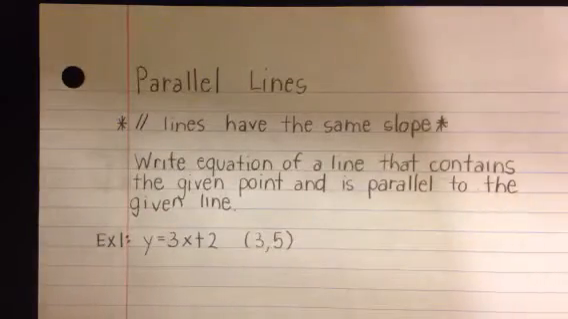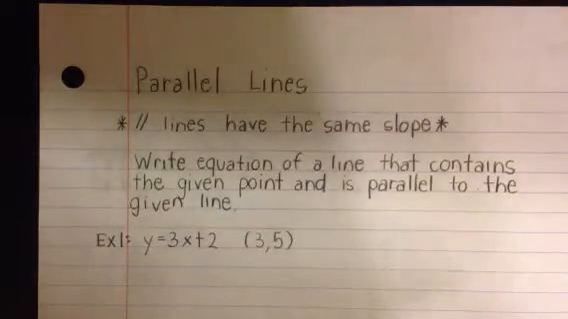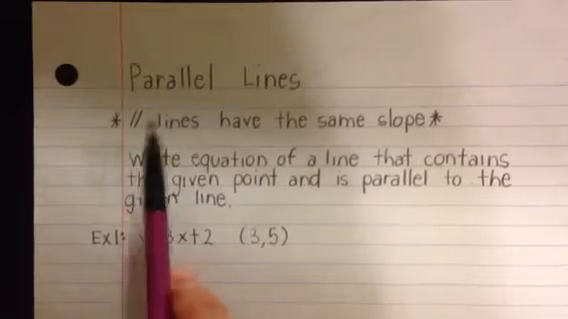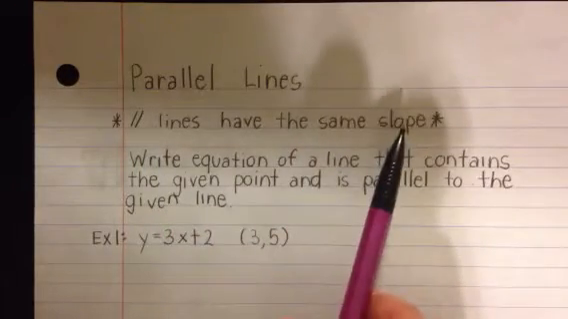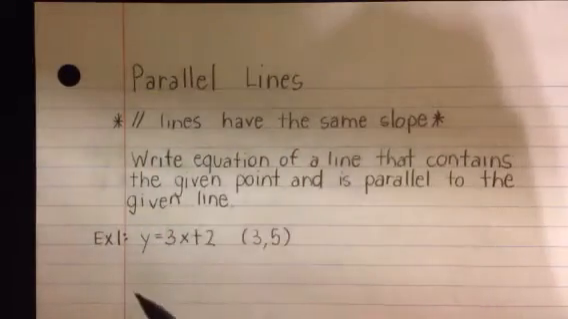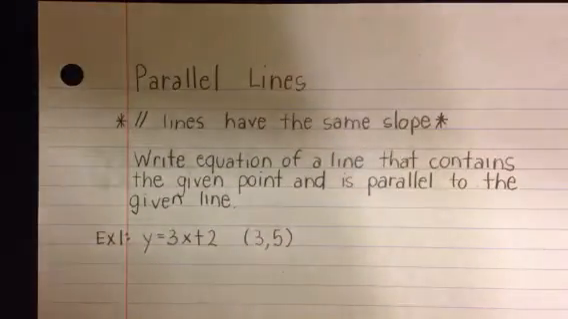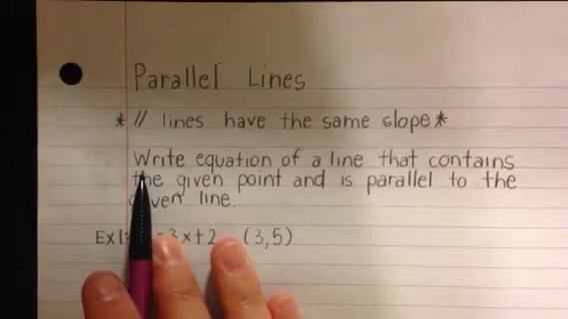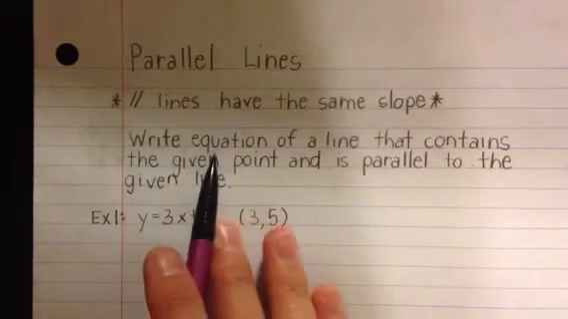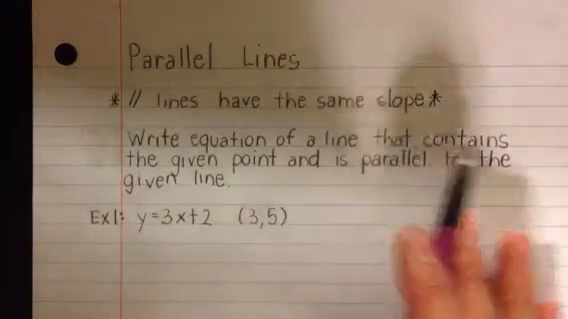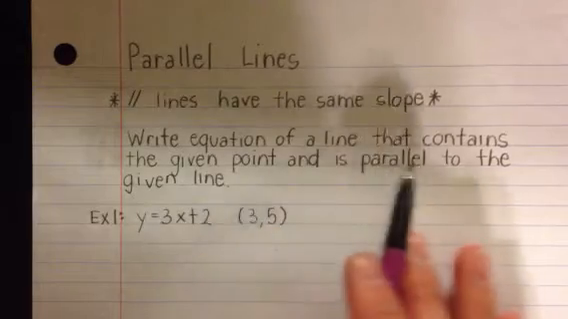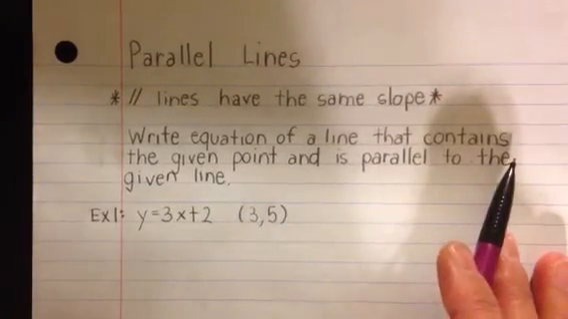Alright, today we're going to talk about parallel lines. So what we need to know is that parallel lines have the same slope. They increase by the same amount or they decrease by the same amount. So for these examples, what you're going to be doing is write an equation of a line that contains the given point and is parallel to the given line.